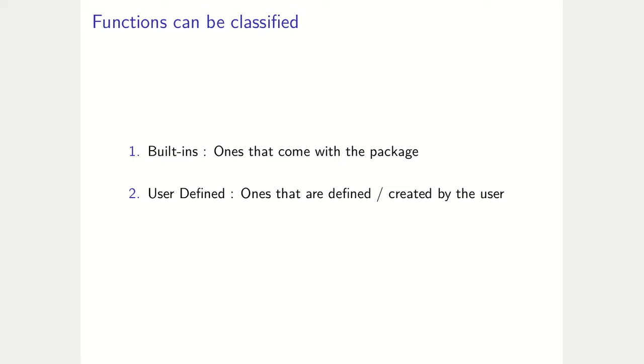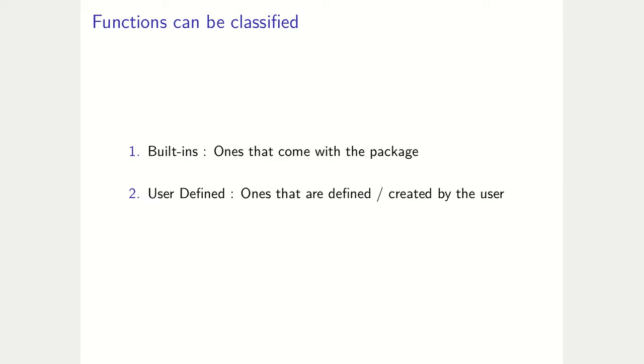Now, these functions can be classified into two types, basing on their origin, that too without being racist. The classifications are one called built-in functions, which are nothing but the functions that we get with the package itself. And the other part, you must have guessed already, is the user-defined functions. These are the functions that we write for our purposes, for our programs, for our requirements.